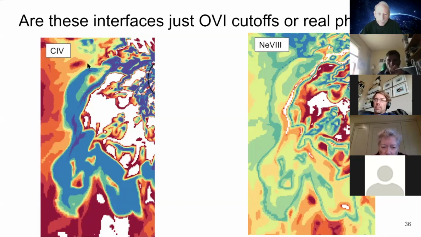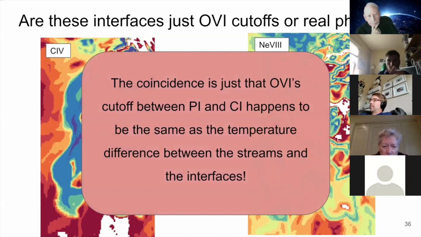Same is true for carbon 4. This is a little bit less dramatic maybe, but on the inside of the streams, you have some carbon 4. On the outside, you have none. And on the edge, you can see highlighted in yellow these interface layers. So the point is that it changes fast enough that we think this should count as a separate phase rather than thinking of it as a continuous distribution from the inside to the outside of the stream. And the coincidence is just that oxygen 6 has this cutoff at the same temperature difference as between the streams and the interfaces.